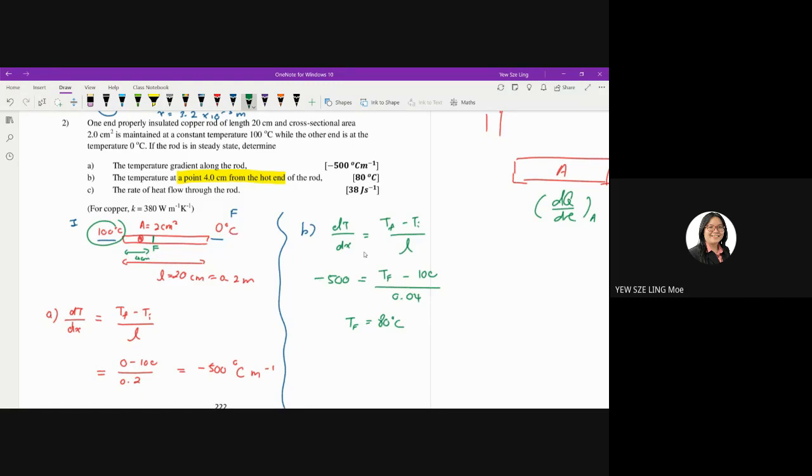You can use the same method to calculate the temperature at any point from the hot end or any point from the cold end. As long as you know the values of the hot end and the cold end, you should be able to determine the temperature at any point in between these two ends.